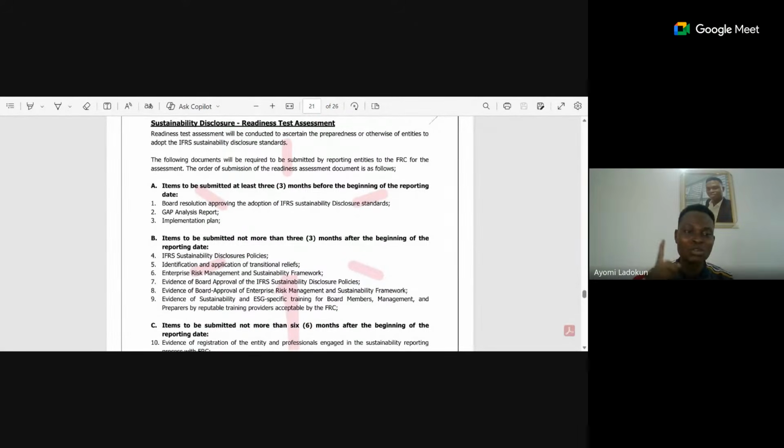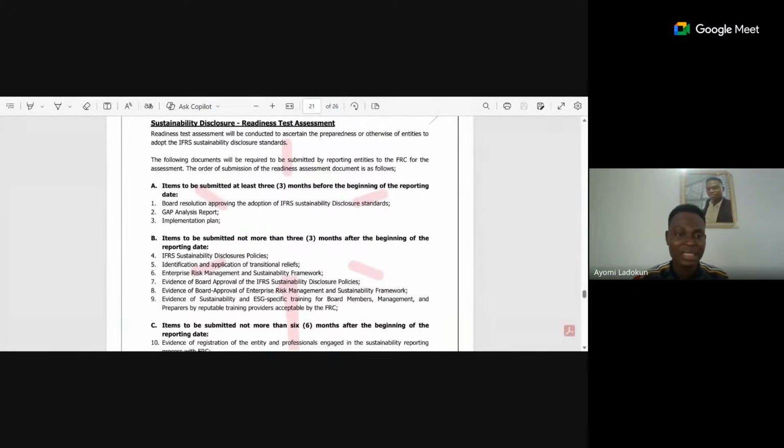Then B, items that must be submitted not more than 3 months after the beginning of the reporting period. So if the beginning is January, so January, February, March, by 1st April, 3 months after, or 31st March, I must submit this document. So you have them there. IFRS Sustainability Disclosure Policy, Identification and Application of Transitional Reliefs, Enterprise Risk Management, and Sustainability Framework, evidence of board approval. So you have them there.